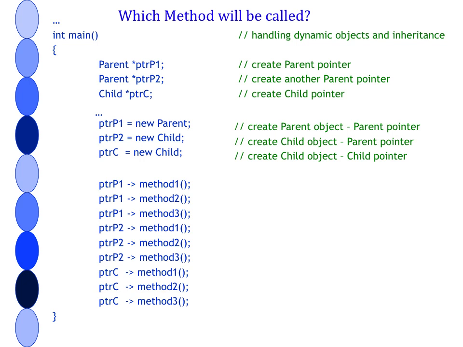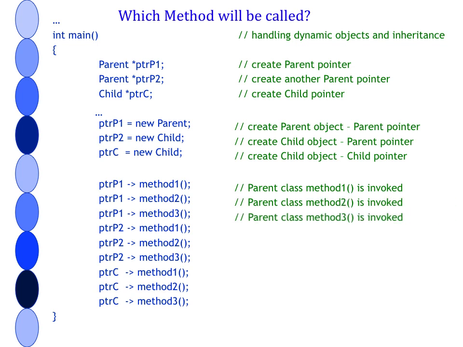So let's look at the first case here. I have a parent object created using a parent pointer. So there's only parents, there's no childs. So methods 1, 2 and 3 here would be methods from the parent. So parent class method 1 is invoked, parent class method 2 is invoked, and parent class method 3 is invoked here.